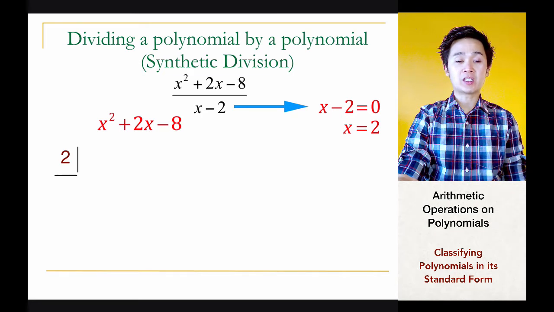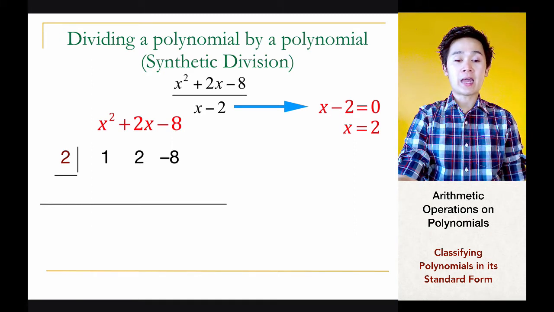After you have converted your divisor, you're going to use the coefficients from your numerator in our synthetic division. So x squared plus 2x minus 8 will have 1, 2, and negative 8 as the coefficients of our polynomial. Now that we have set up our synthetic division, we can perform it using these steps. The first step is to bring down your first term, which is 1, and multiply it to your divisor, which is 2.